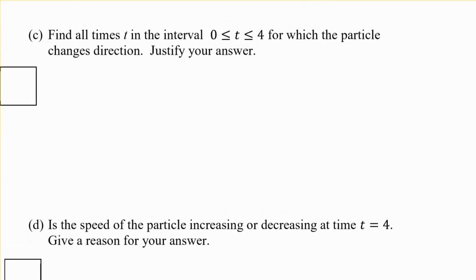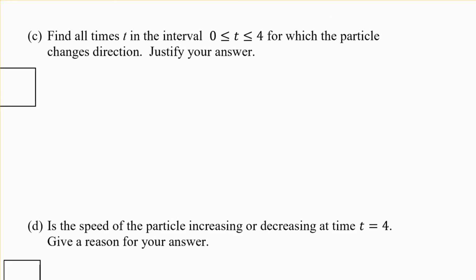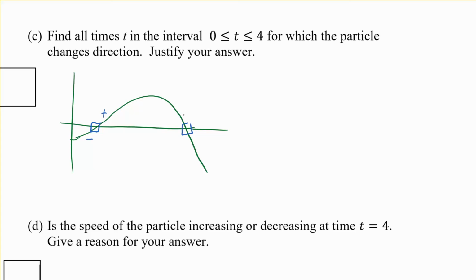Looking at the next one. Find all times t in the interval from 0 to 4 for which the particle changes direction. So I had that graphed up there, but I can graph it again. So this is the velocity. Where does it change direction? I think a lot of us did very well on this problem. It's going to change direction when its velocity goes from negative to positive, or when its velocity goes from positive to negative.